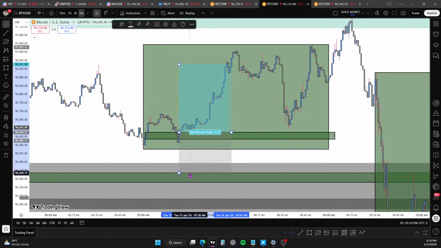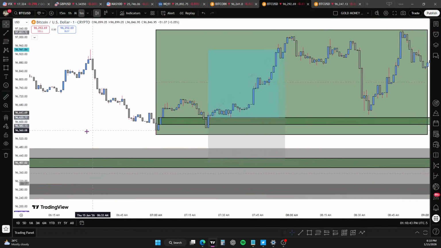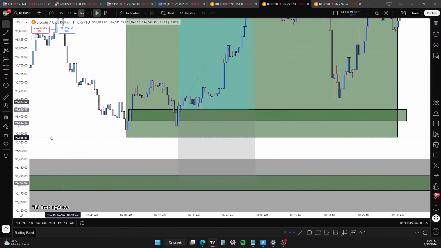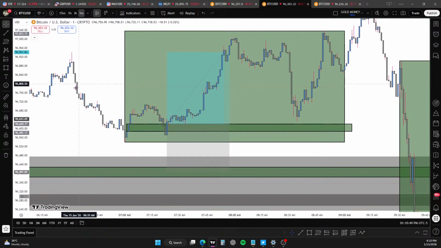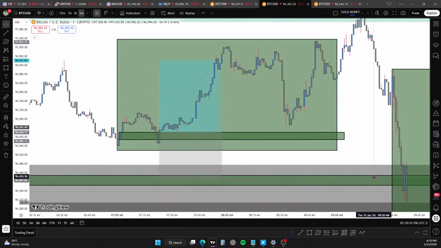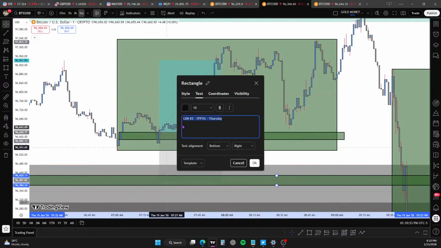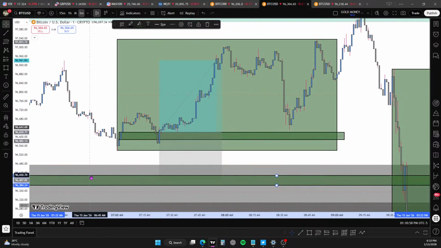at the first presented fair value gap of the London kill zone. So that's crazy. Or even the consequent encroachment. Look, the consequent encroachment, whoever's identifying that just gets a perfect clean entry. A very, very, very clean entry. Look at this, it's drawn perfectly with a magnet, by the way. London kill zone first presented fair value gap. This box that I was talking about before, this one here.